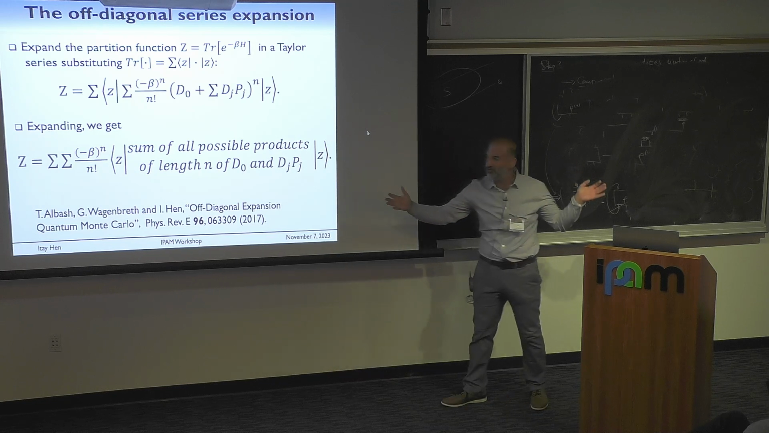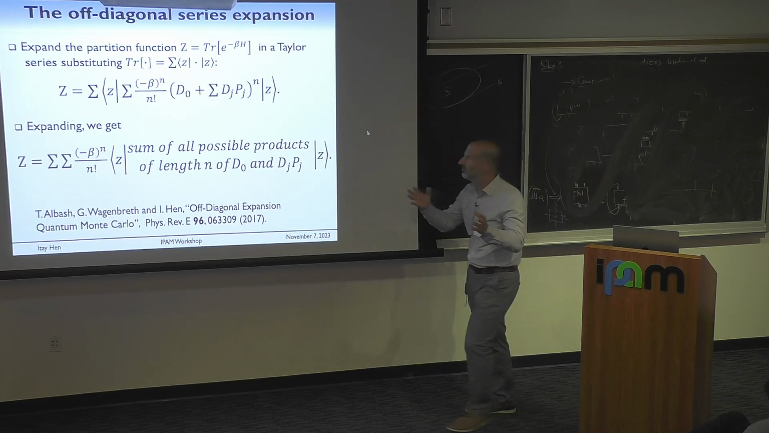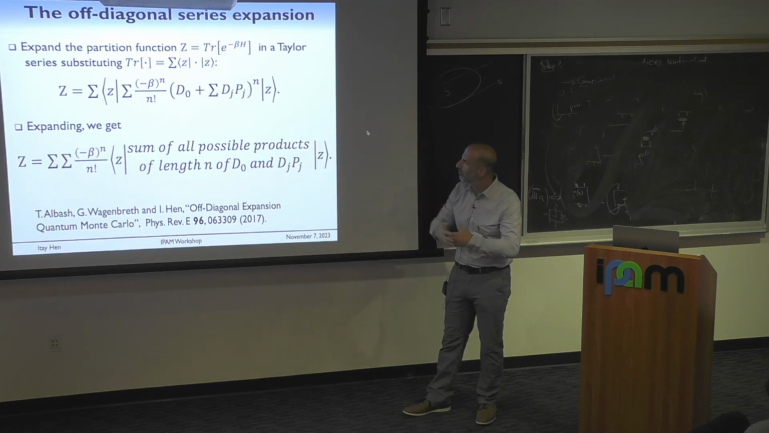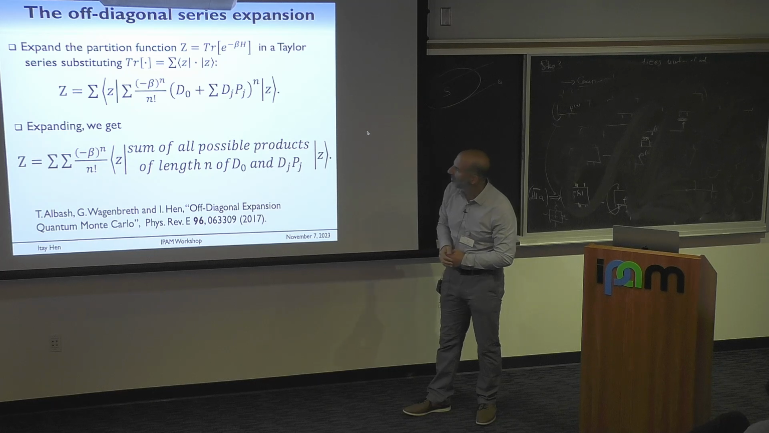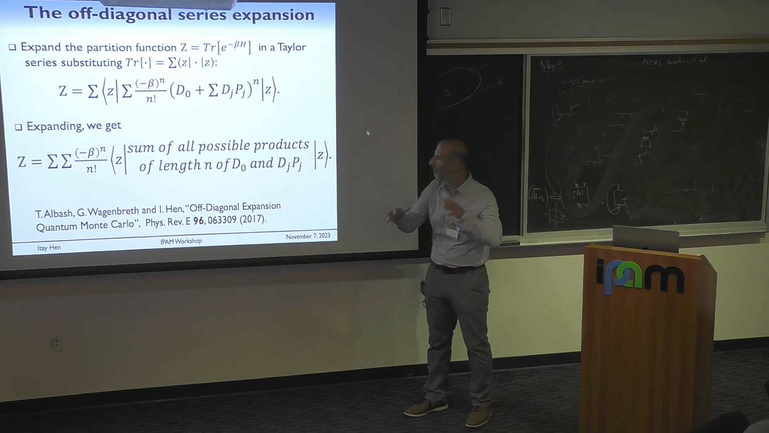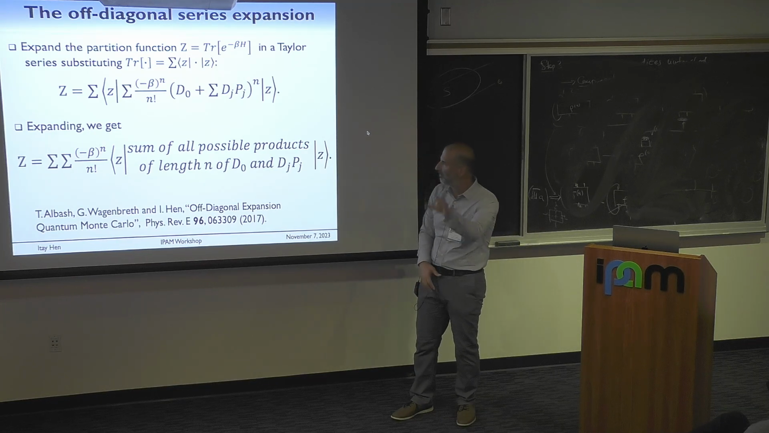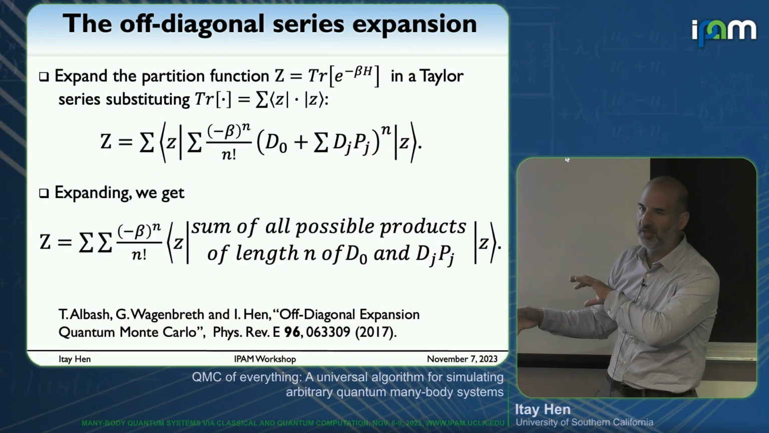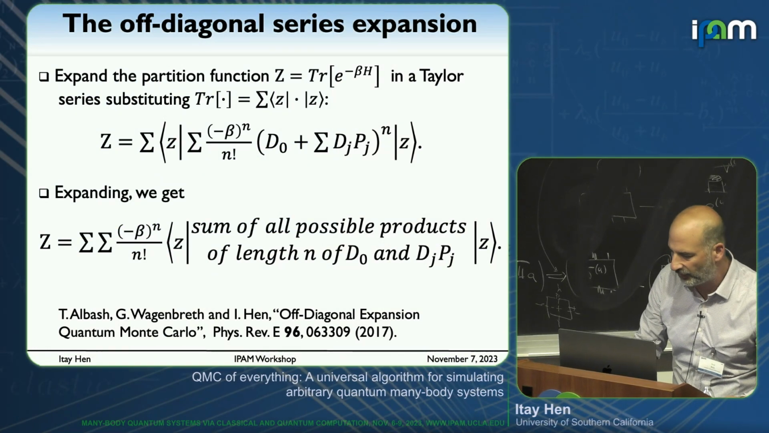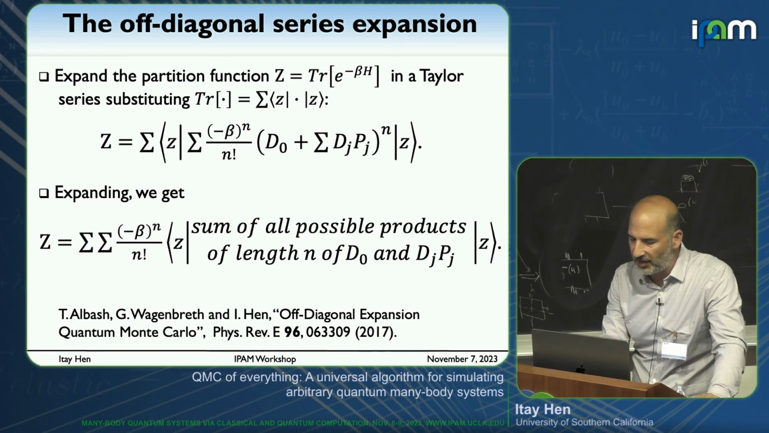And now if I want to expand everything, and that's what I'm going to do, then see what happens if I expand these parentheses and remove all of them. What I will get is a sum of all the possible products for every power n. I'll get a sum of all possible products of either d0 and dj pj, all of them. I'll see all of them because that's what I'll get. And the question is, how is this helpful?